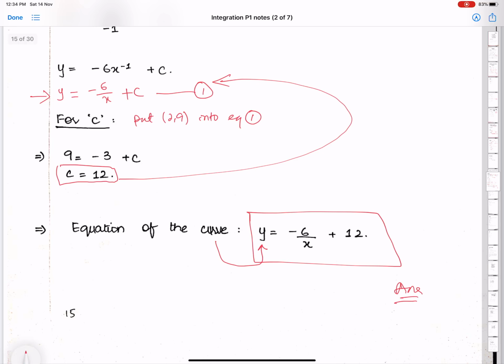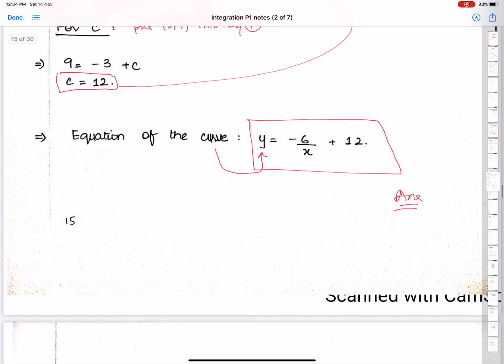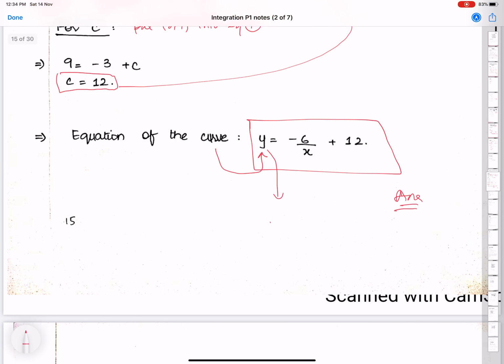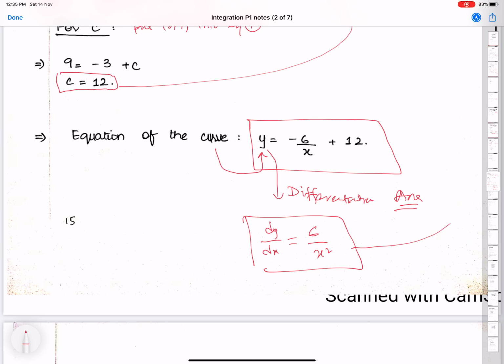In differentiation we normally get this thing. When we differentiate this we will get 6 upon x square. This is the differentiation. And the reverse is the integration. This is the integration.